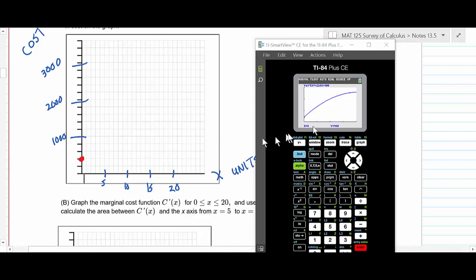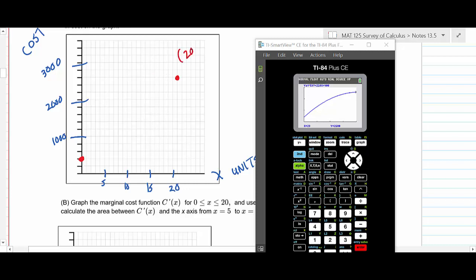Okay, and then just pick another one. Let's go to the end. At the end, we could trace at 20 and get that value. Okay, and that's 2,600. So that would kind of go 22, 24, 26. So it would kind of go over like that.